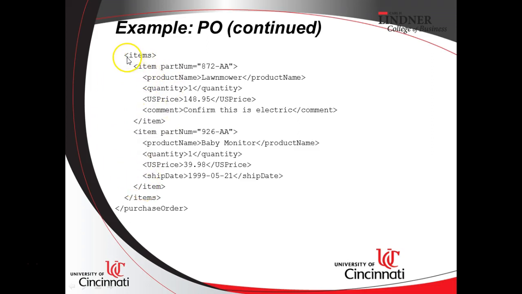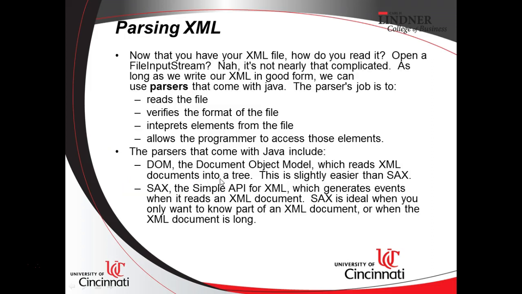And then we have a repeating group of items. So we see this syntax one more time, where we have a plural, items. And then within that plural element, we have a repeating group of singular item elements. So items, plural, contains a repeating group of singular item elements. And each item might be something unique. In this case, we have a lawnmower and a baby monitor.